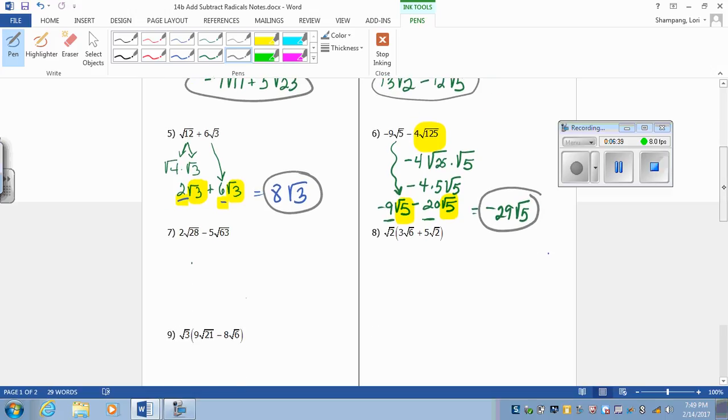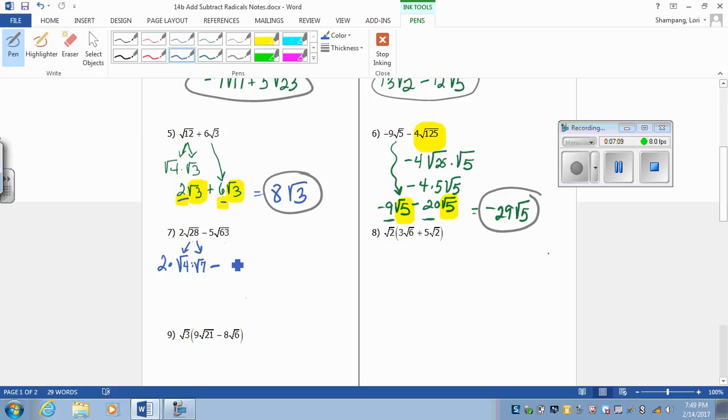Number 7, we have 2 times the square root of 28 minus 5 times the square root of 63. At first glance, these two radicands are different, but let's see by simplifying if we can get any like radicands. So let's go ahead with the first one, which is 28. We're going to carry the 2 down, and then we're going to get the square root of 28 as being square root of 4 times square root of 7.